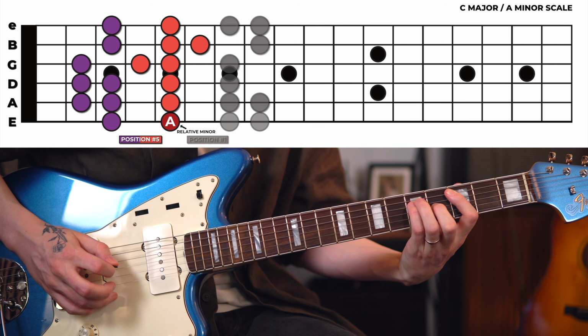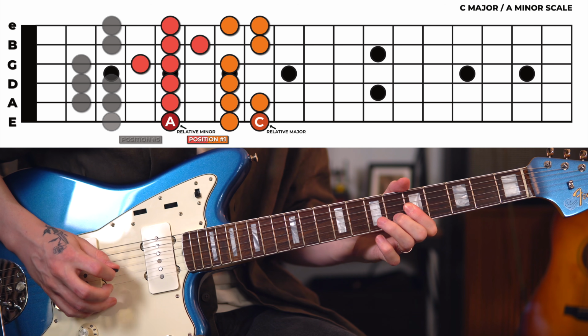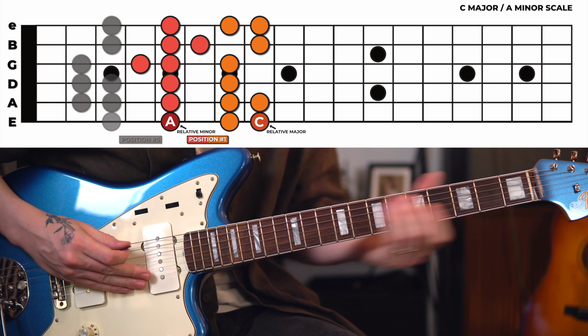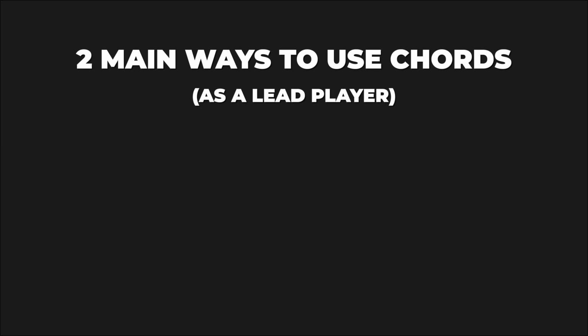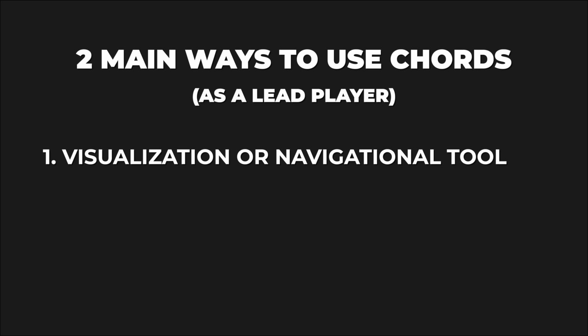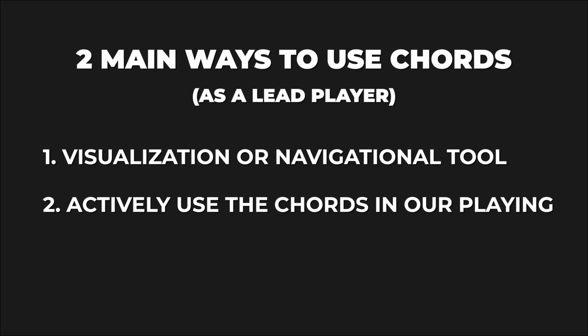Now, these 2 scale positions are the types of shapes a player might use when coming up with a solo, a lick, or a riff. But we want to be able to take this all one big step further. Now, as lead players, we have 2 main uses for chords. 1, we can use them as a visualization or navigational tool, or 2, we can actively play these chords and mix them into our lead parts. Both are equally important, and I want to cover both uses in this lesson.